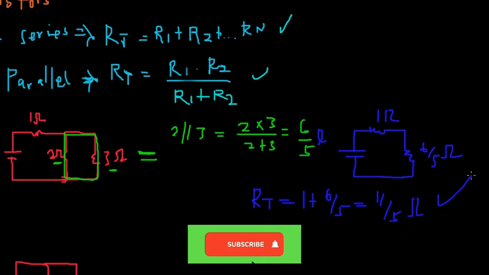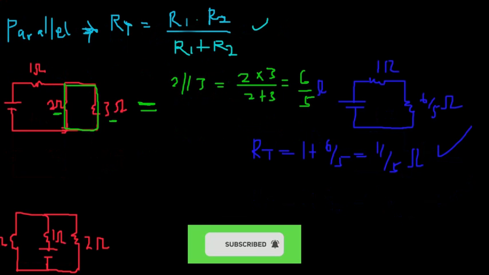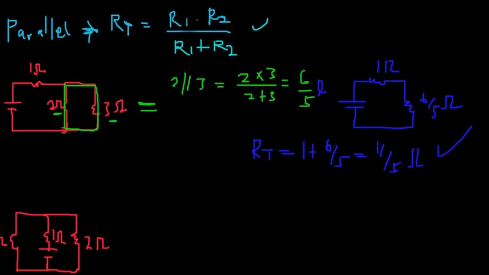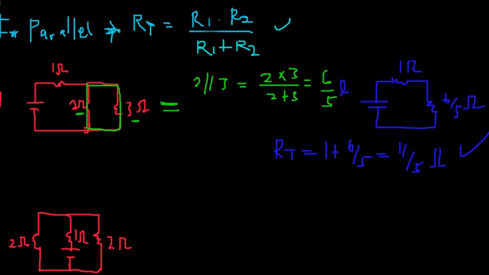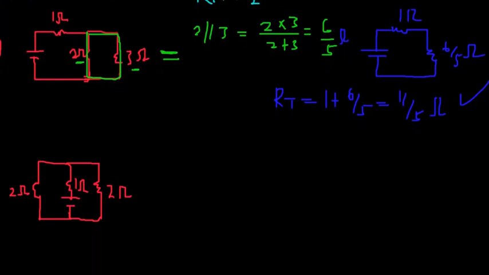So we are done with question 1. You see how simple this is? Yes, this is how you solve for resistors which are either series or parallel. Now let's look at the second example.